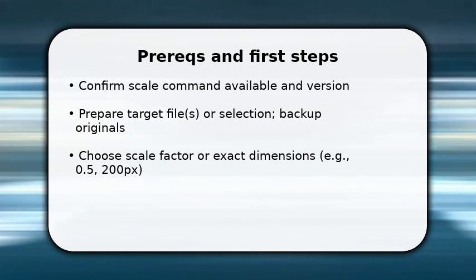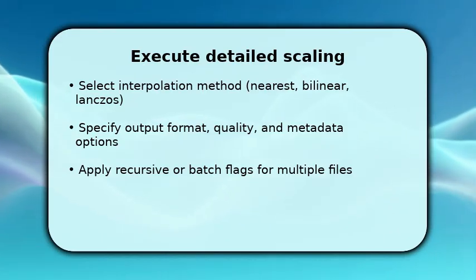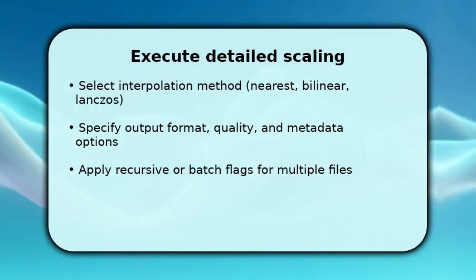You now execute the scaling with attention to interpolation and output settings. Choose nearest for crisp pixels, bilinear for balanced smoothness, or Lanczos for high detail preservation. This choice impacts sharpness and file size.